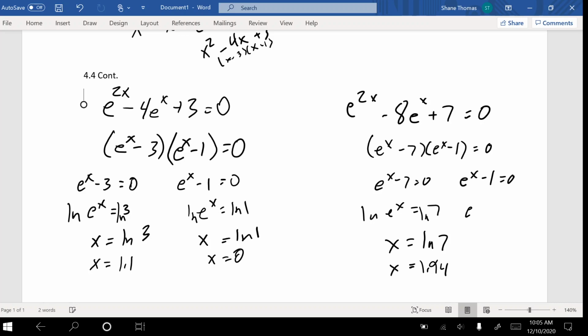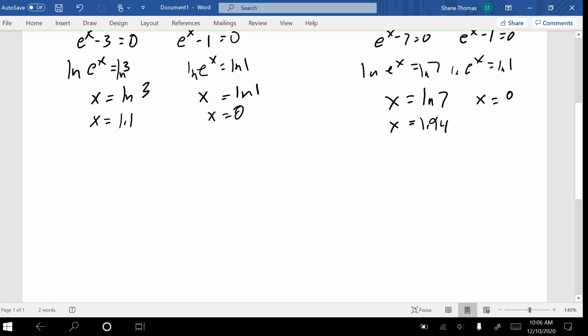All right, then over here, e to the x equals 1. Natural log both sides. Well, the natural log of e to the x is x. Natural log of 1 is what? 0. All right, questions on that? All right, so that was just solved by factoring. Okay?